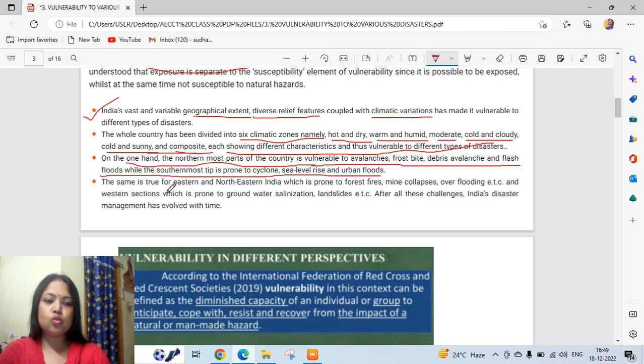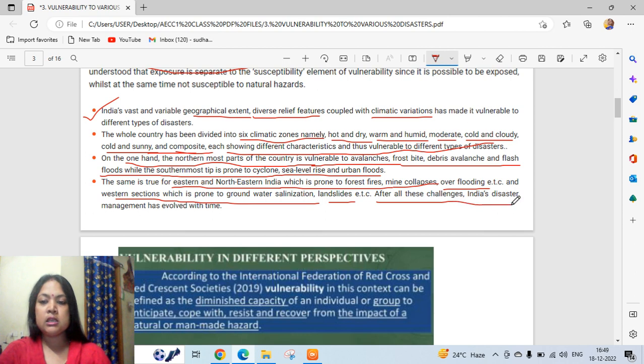The same is true for eastern and northeastern India. Eastern means Odisha is coming under the eastern part of our country, isn't it? So our state, the eastern part of this country, is prone to or vulnerable to forest fires, mine collapses, and flooding, and the western section is prone to groundwater salinization and landslides. After all these challenges, India's disaster management has evolved with time. So now I hope that you can better understand what vulnerability is, with examples.